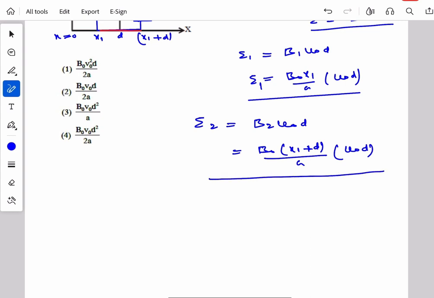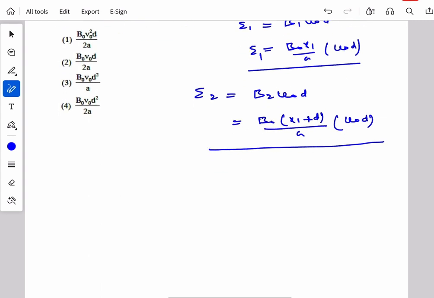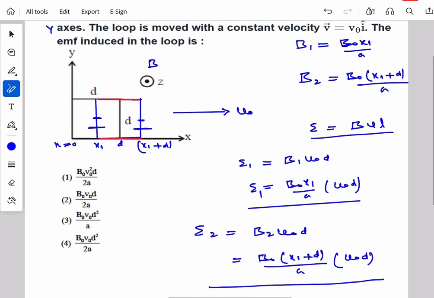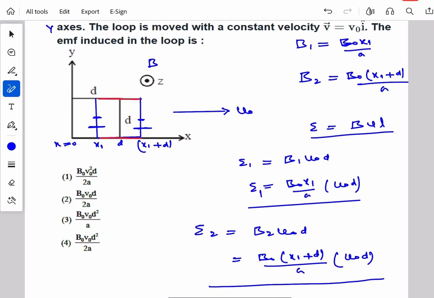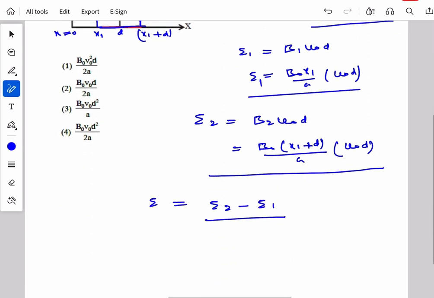Since the two induced EMFs are in a closed loop, they will oppose each other. We can see in the diagram they are opposing each other. So the resultant induced EMF would be E2 minus E1.